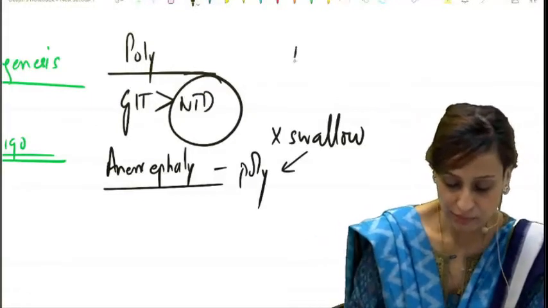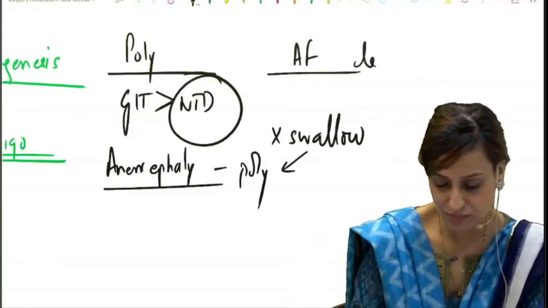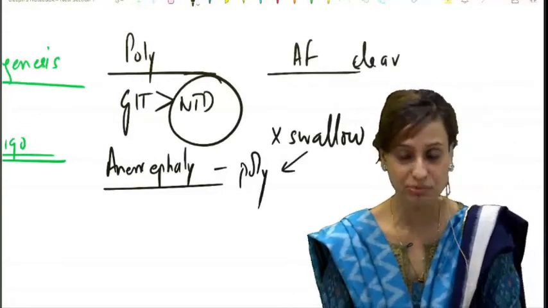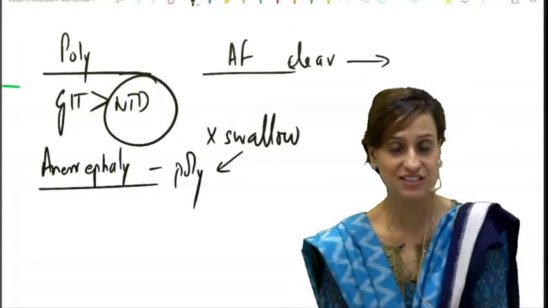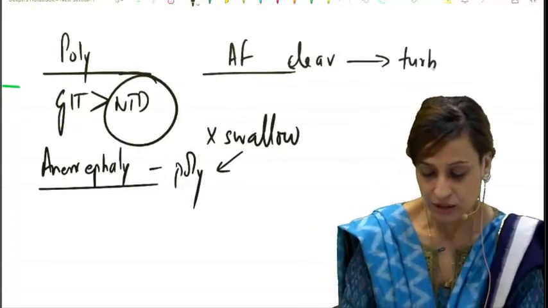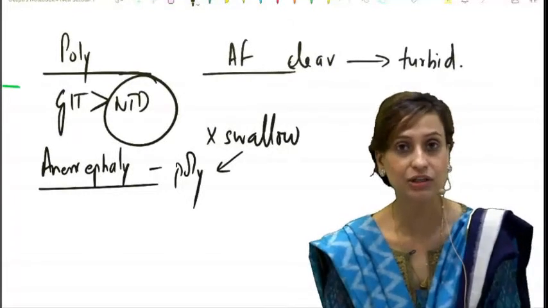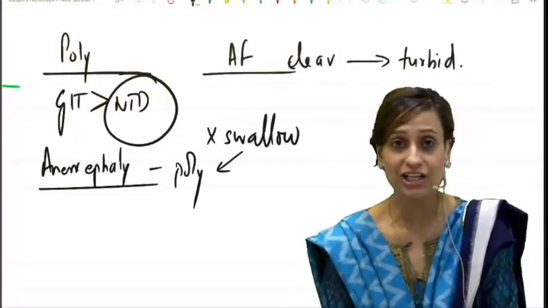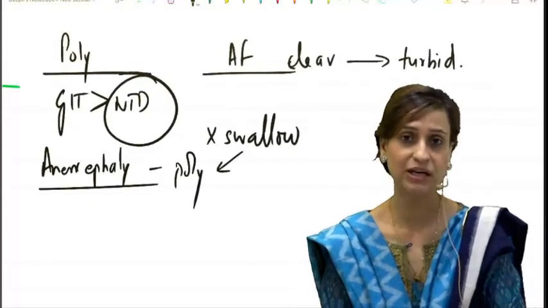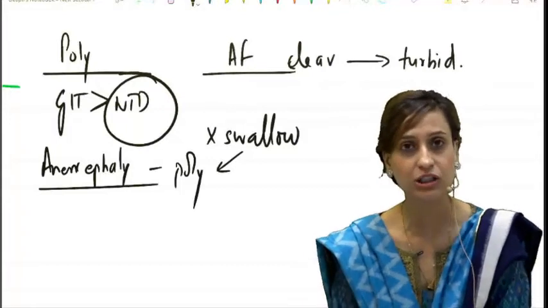Remember, the amniotic fluid is absolutely clear fluid in the beginning of the pregnancy, and as the pregnancy reaches term, it becomes a little turbid and cloudy, right? So it actually means that the pregnancy is a mature or a term pregnancy, right?